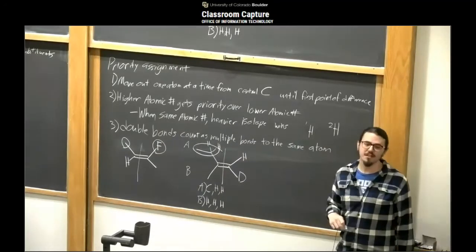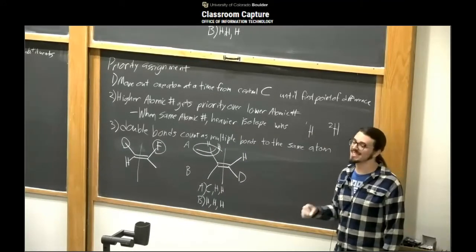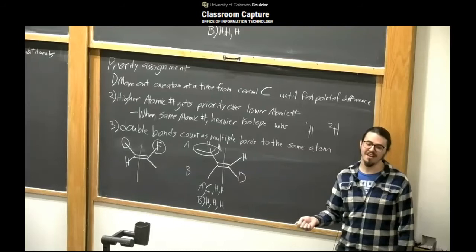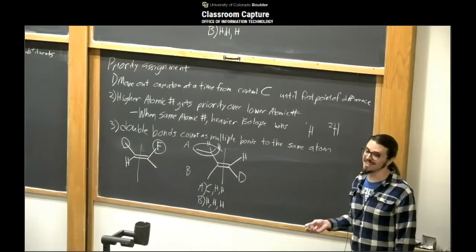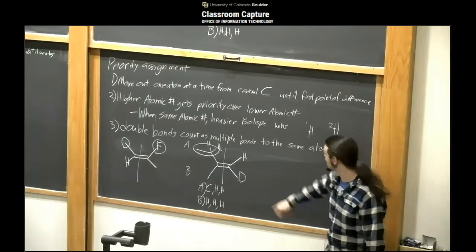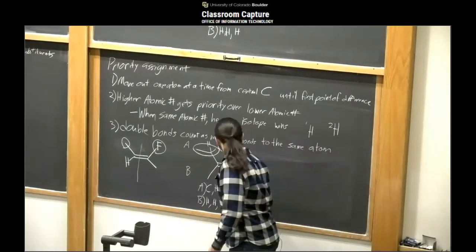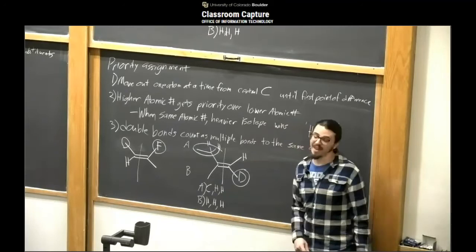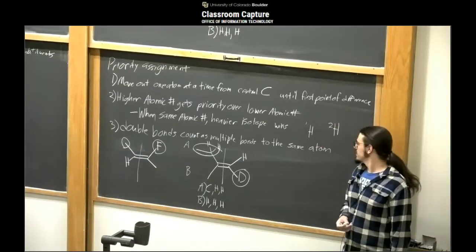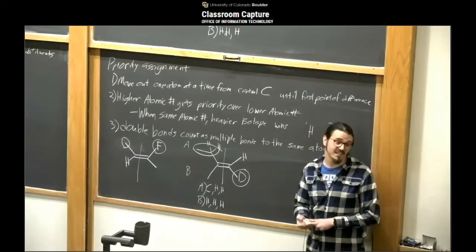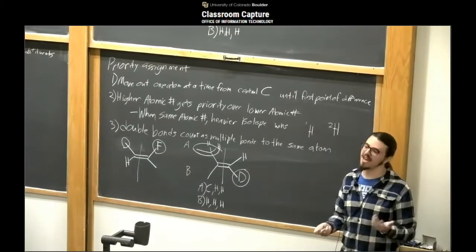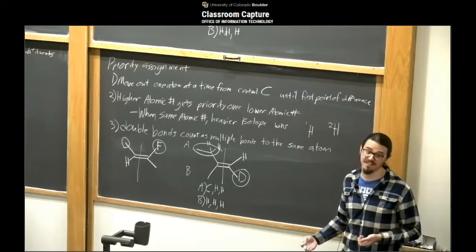And then on the other side, we have two atoms of the same atomic number, but we now have a different isotopic mass. Because deuterium has a neutron, which makes it heavier, and the protium does not, the deuterium will get priority over the 1H. So then, is this one going to be E or Z based on the priorities? E, because we have the higher priority groups on opposite sides of the alkene.